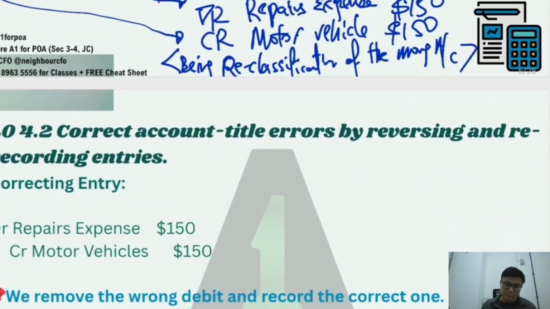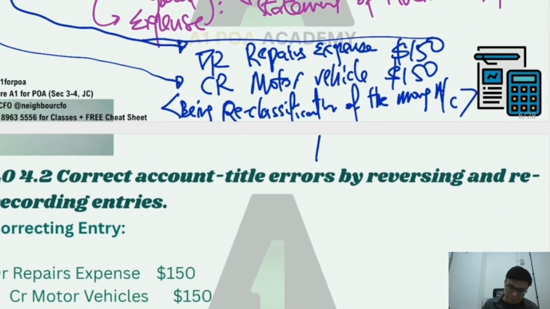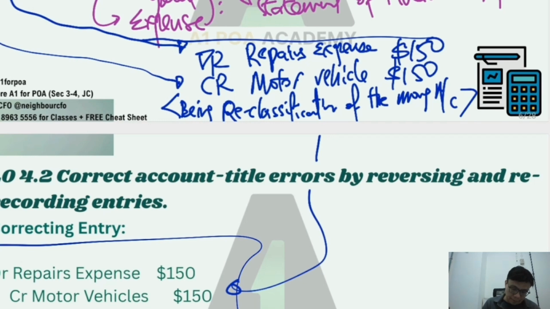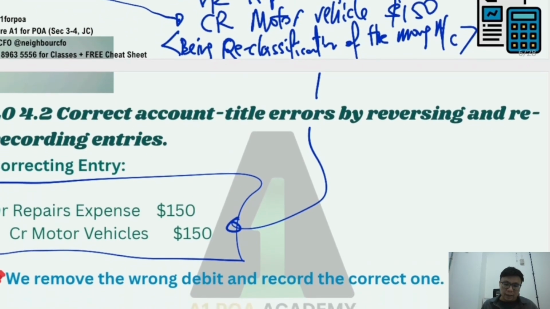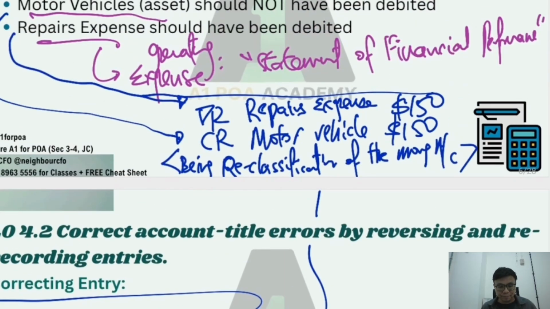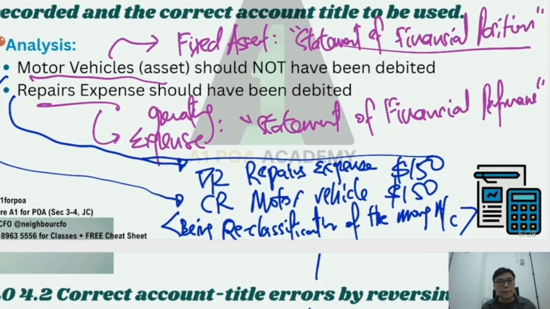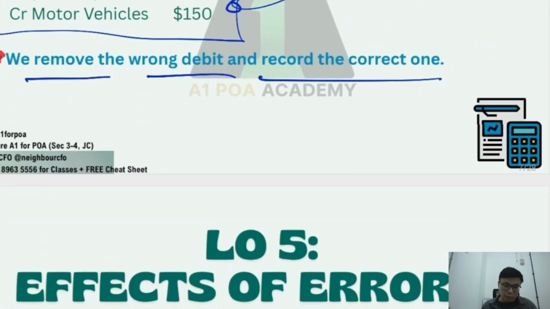With that, this sums up the correcting entry. Once again, debit repair expenses and credit motor vehicle, amounting to 150. So we remove the wrong debit and record the correct one. With that, let us now go to the next one.